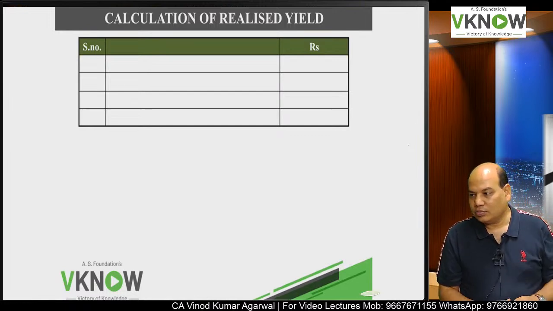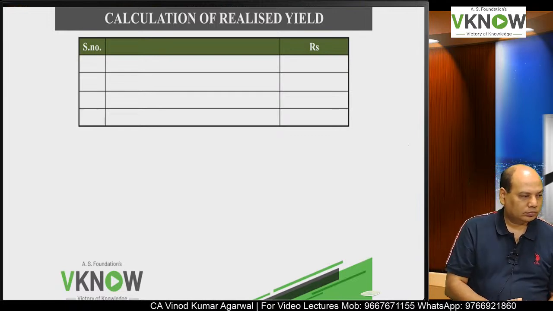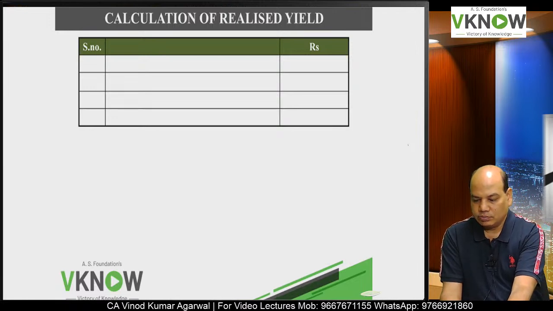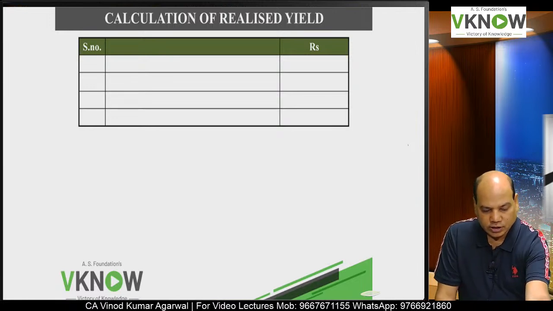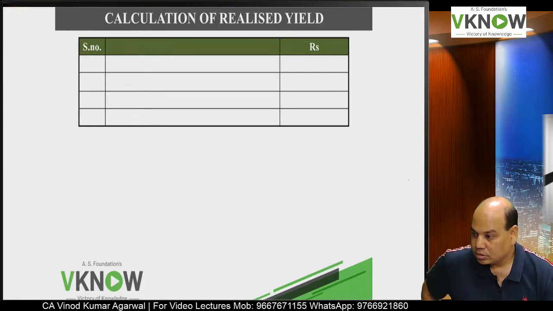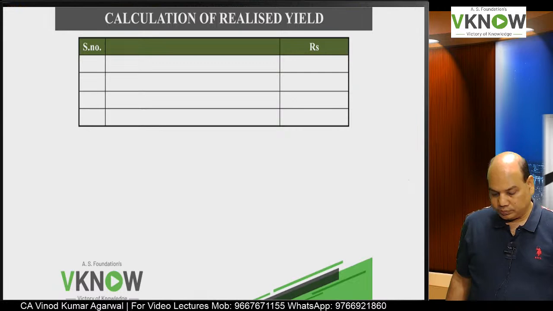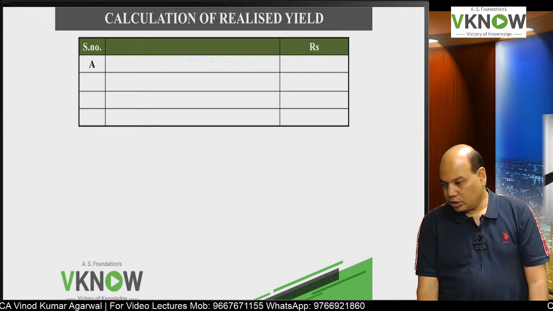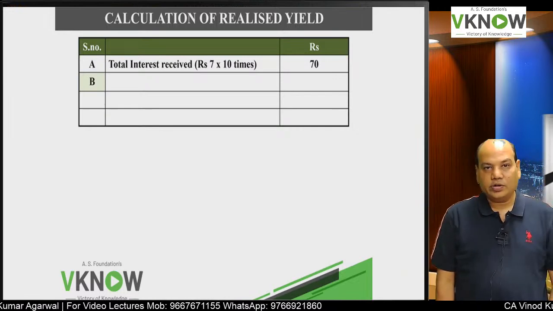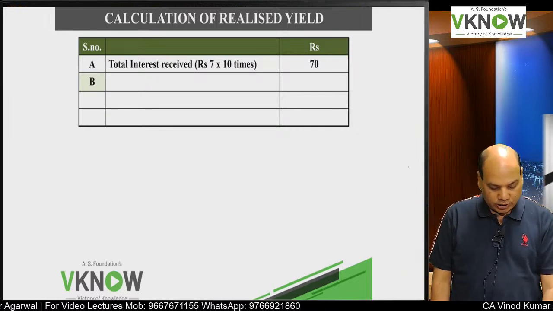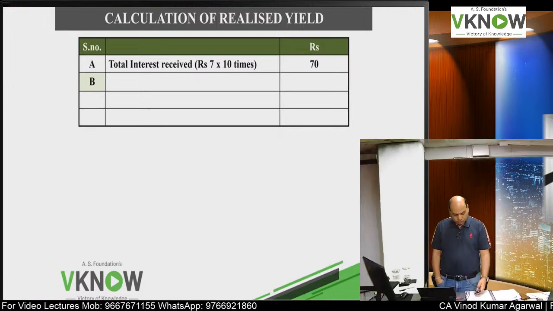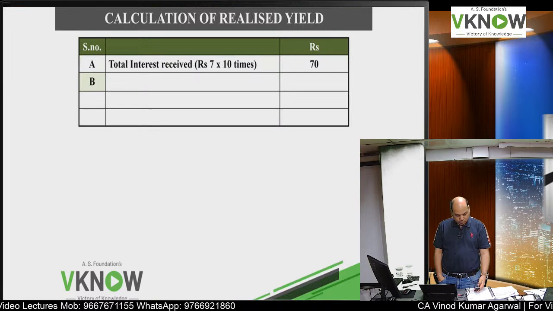Write down the heading: calculation of realized yield. Very easy question, but very good question because it has tested several things in one problem by giving a semi-annual bond. So write down calculation of realized yield. First we'll write total interest received, 7 into 10 times.